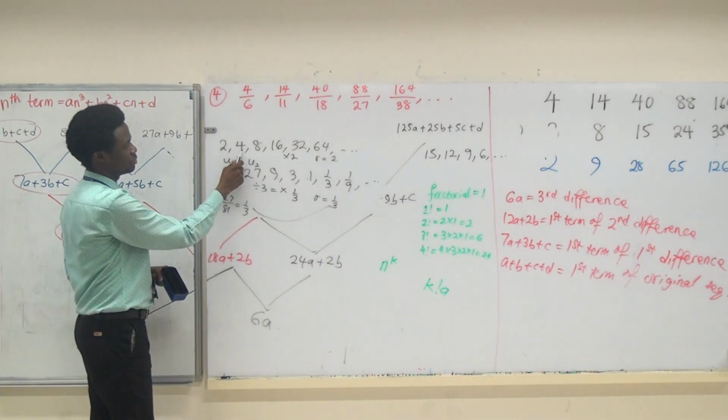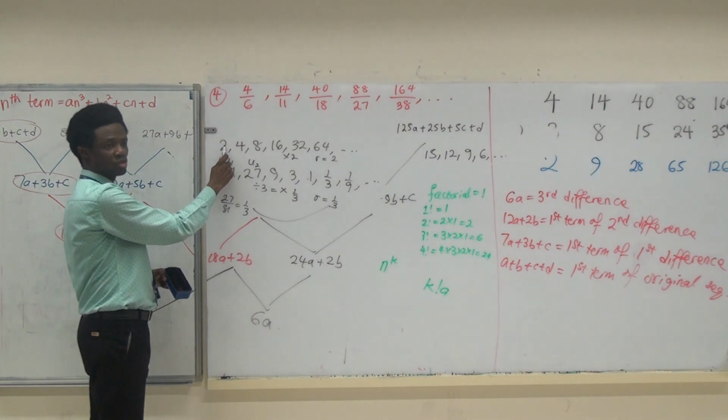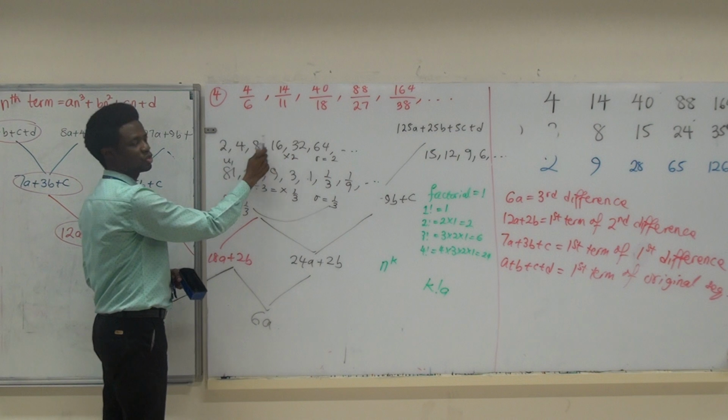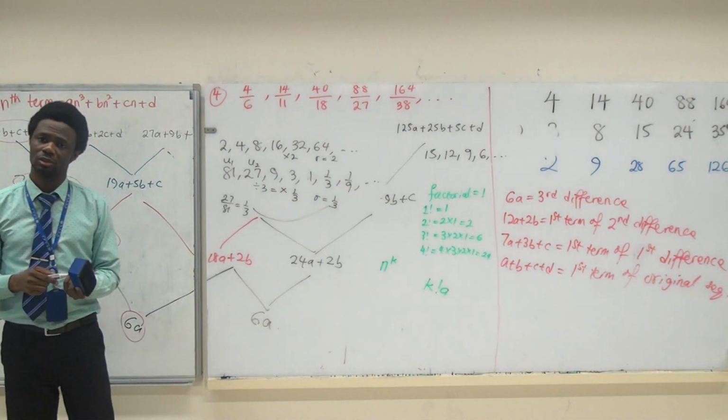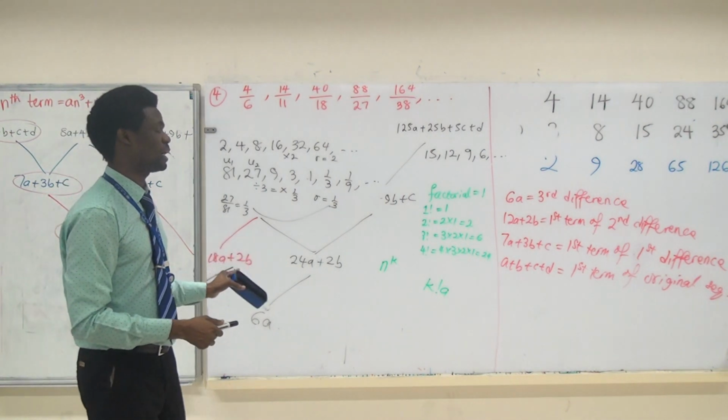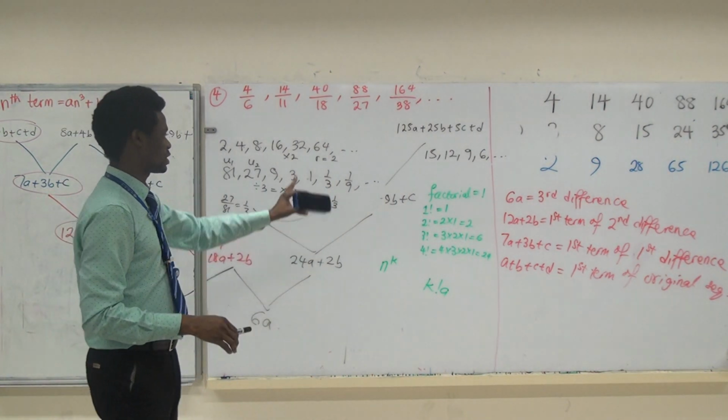And it works for this too. 4 divided by 2 is 2. 8 divided by 4 is 2. 16 divided by 8 is 2. That's how you find your common ratio. Does it make sense? So in this case, we do not use this approach.